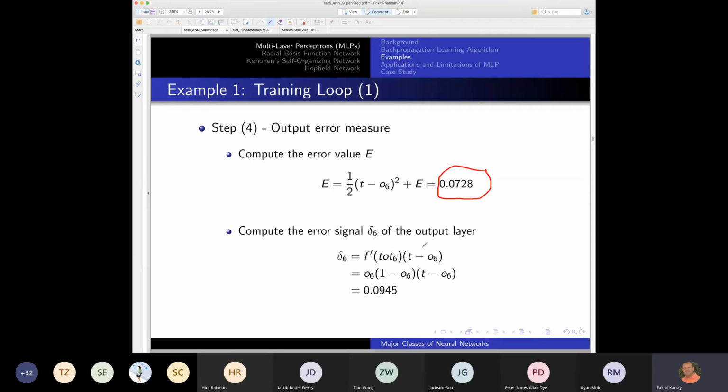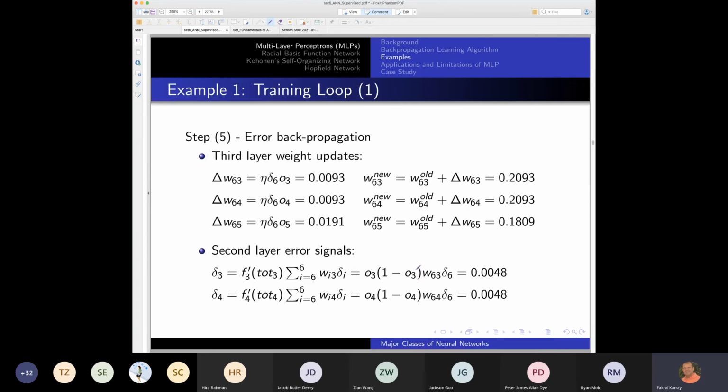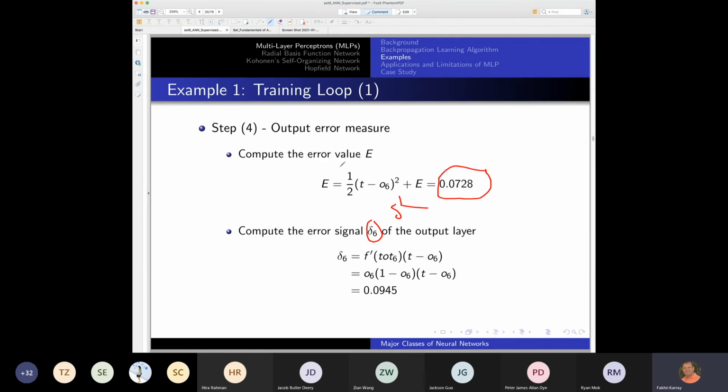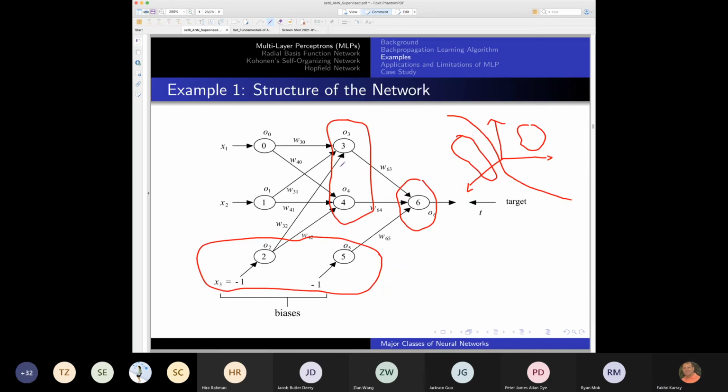Then we go through the delta 6 of the output layer. This is the delta L here, remember? Because we would like to try to compute the various values. So we compute the layer at the outset. So let me go back to the picture. So this is what we are trying to do.